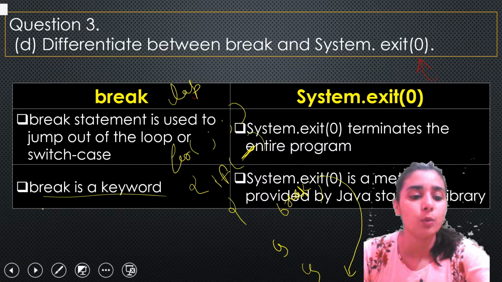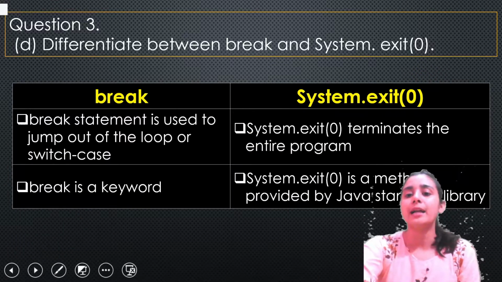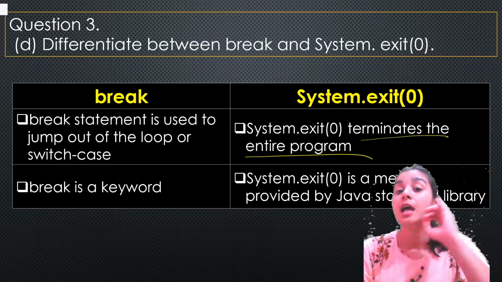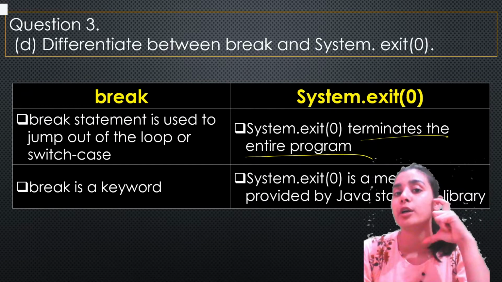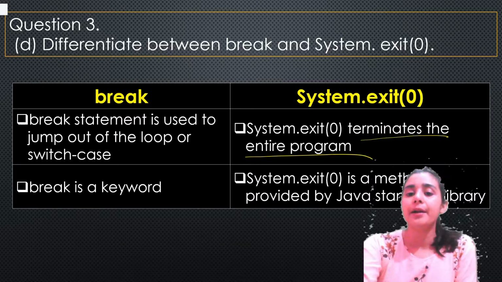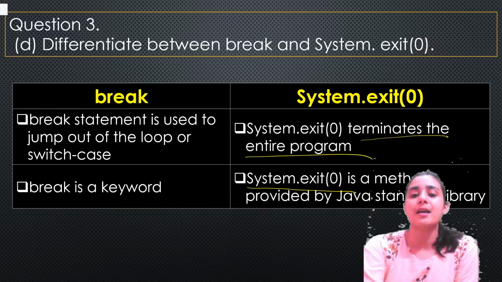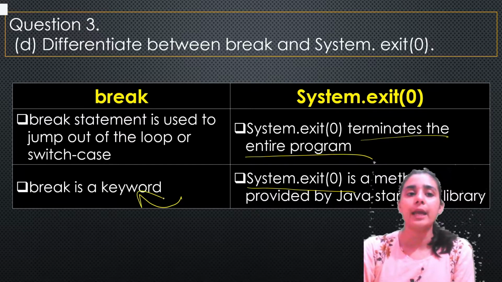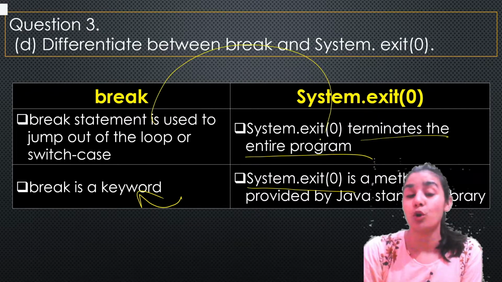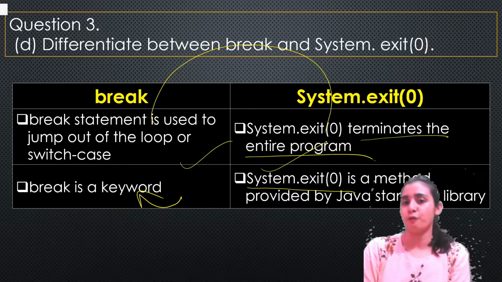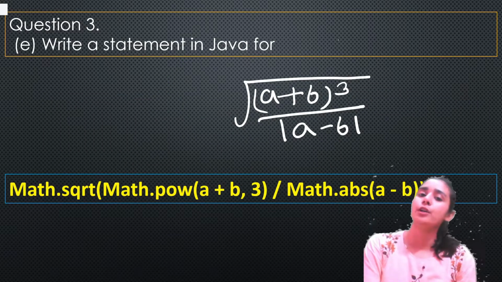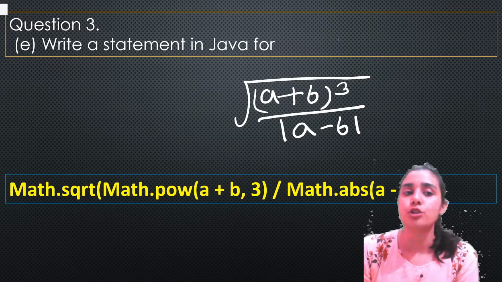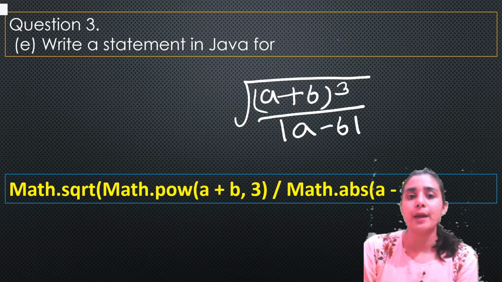Break is a keyword here. Another way is System.exit, which terminates the entire program. Listen to me carefully: it's terminating the entire program, not a particular block wherever you are using it. And this is not a keyword; it is a method provided by Java's library. So again we found a differentiate question, and I have given you the answer in tabular form. There must be a tabular form whenever you are working with differentiate type questions.